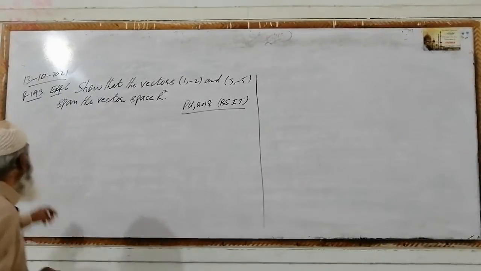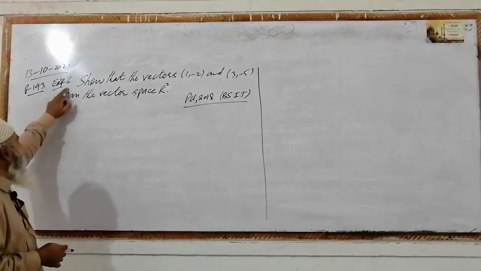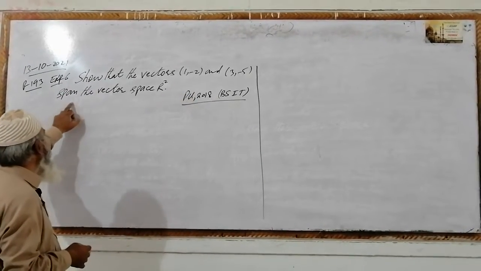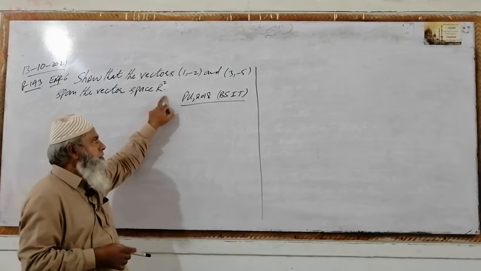Bismillahirrahmanirrahim. Page number 193, example number 6. Show that the vectors (1, -2) and (3, -5) span the vector space R square.